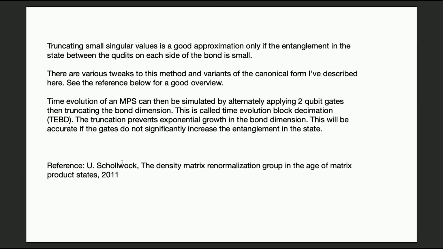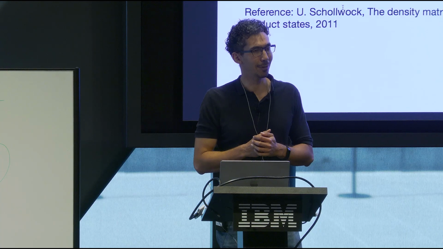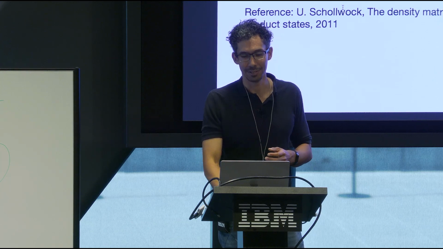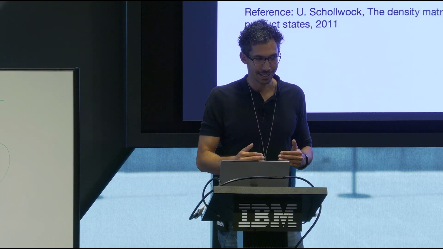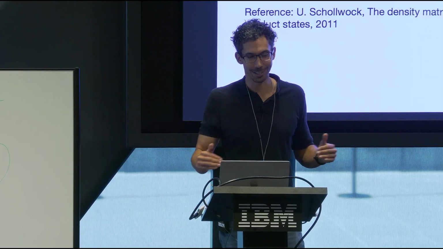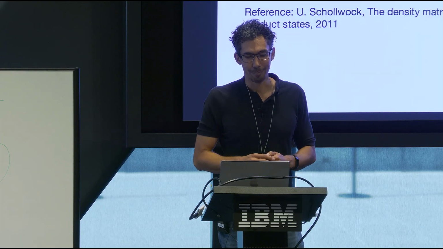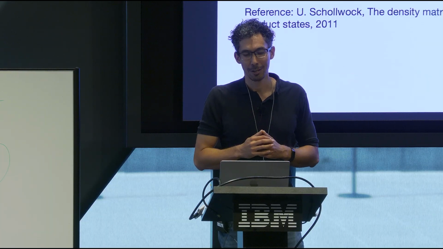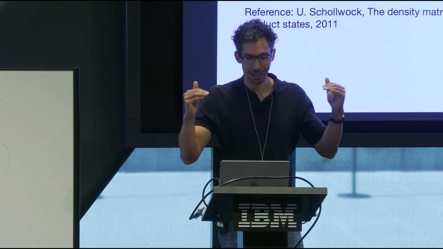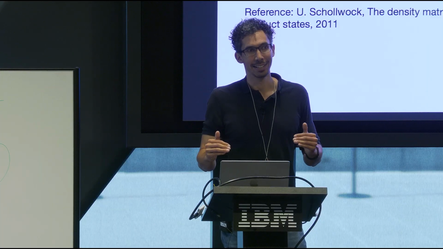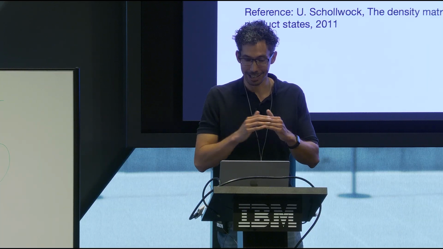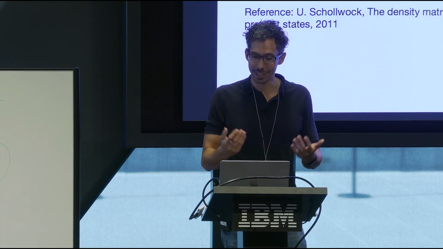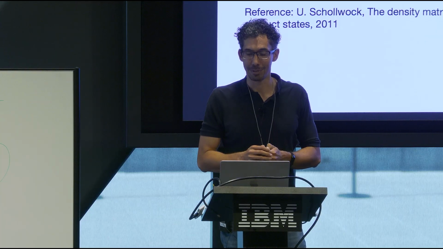Okay, so this gives us basically a way in which we can perform or simulate time evolution using MPS. As I mentioned, applying 2-qubit gates is going to increase the bond dimension. If you don't do anything, the bond dimension is just going to increase exponentially. But by occasionally applying this bond dimension compression, and assuming that the entanglement doesn't grow too much, you can do an efficient simulation of the matrix product state.